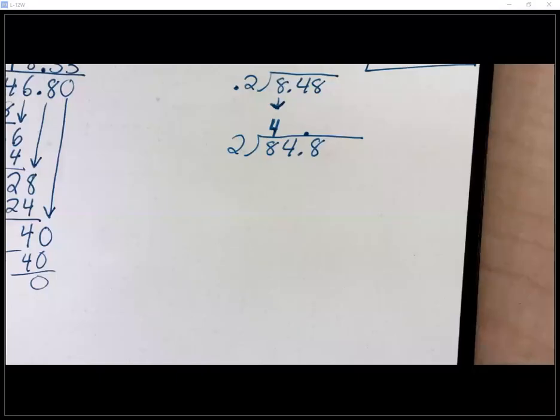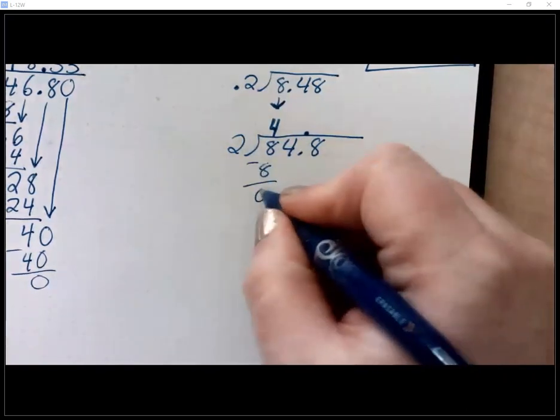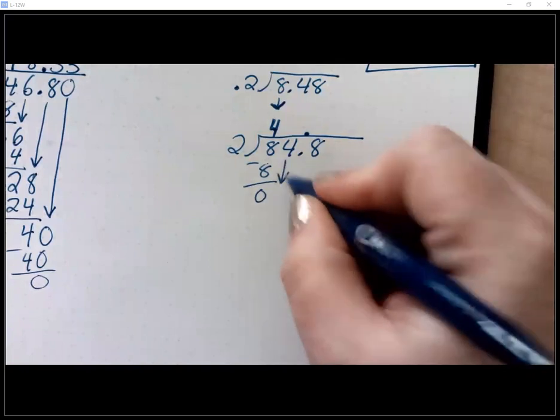Okay, so if we're trying to do this one, we had already asked ourselves, how many times does 2 go into 8? 4 whole times. So then I'm just going to take the number on the top, multiply it by the number in the front. 4 times 2 gets me 8. Subtract, I get a 0, but that's okay. I just keep going. Bring down that 4.